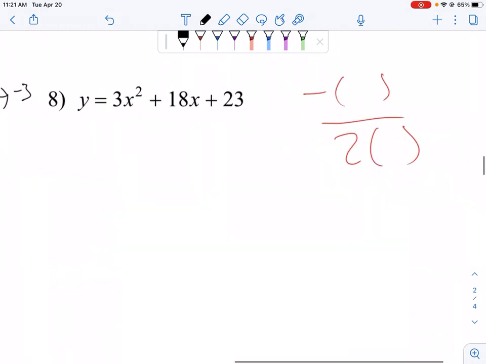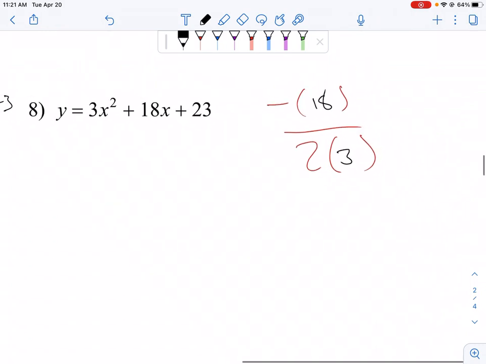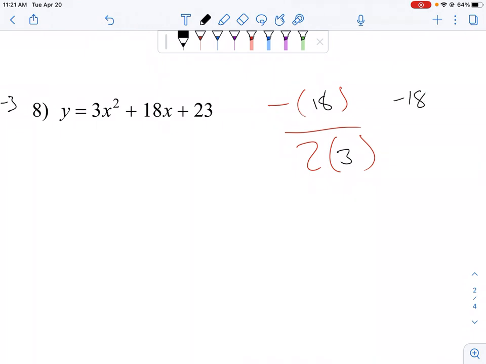Let's show you one more. This one's got kind of big numbers. This will be fun. So I've got 18 on top and 3 on the bottom, negative 18 over 6, which reduces to negative 3. So my axis of symmetry, x equals negative 3.